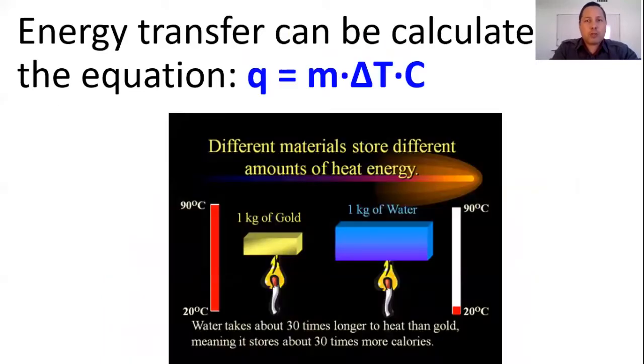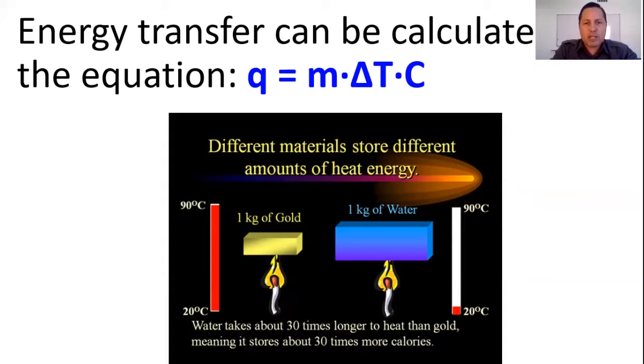Now, energy transfer can be calculated using this equation. We have Q equals M times delta T times C. All right, so let's talk a little bit about the equation. What is Q? Q is the energy measured in joules. M is mass measured in grams. Delta T is change in temperature, so it'll be final temperature minus initial temperature. And C, sometimes written as C with a little subscript p, is referred to as the specific heat.